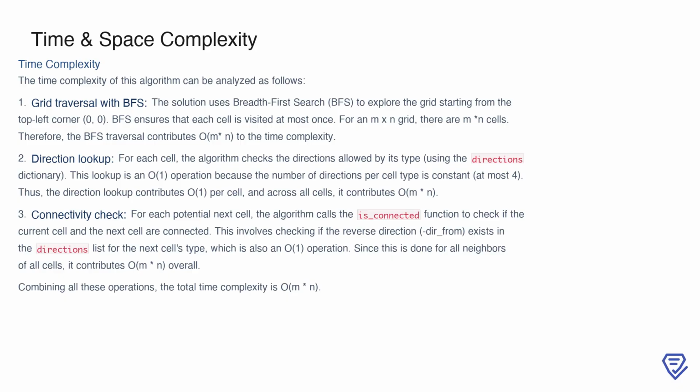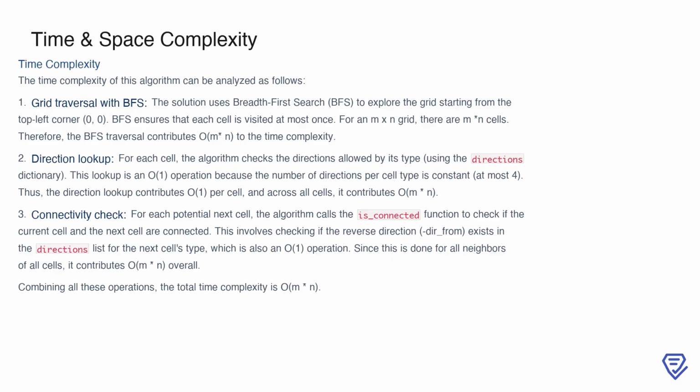The time complexity of this algorithm can be broken down into three main components. First, the breadth first search, or BFS, is used to traverse the grid starting from the top left corner. Since each cell in the grid is visited at most once, and there are m times n cells in the grid, the BFS traversal contributes O(m*n) to the overall time complexity.